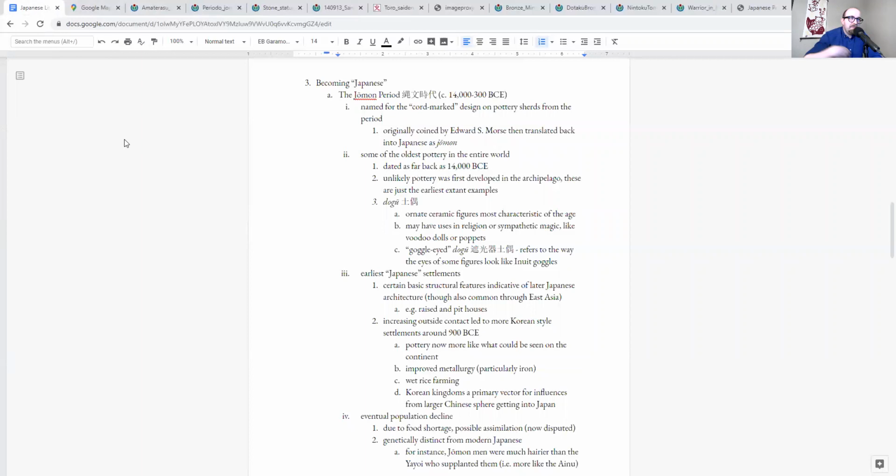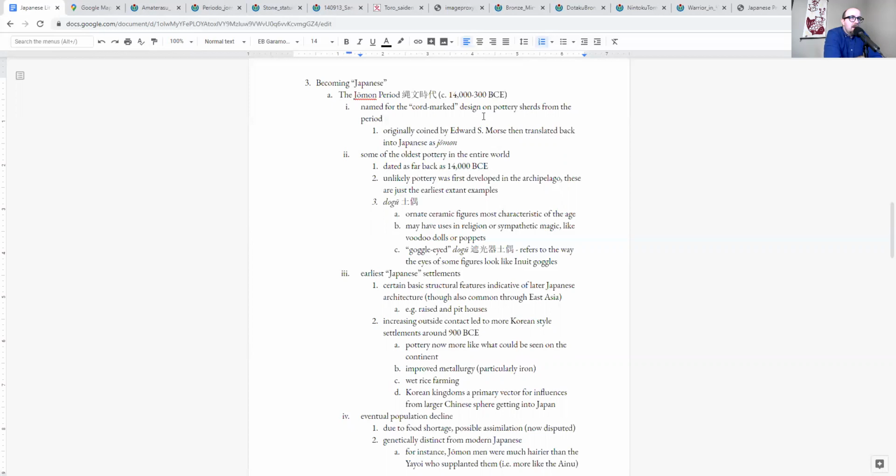Now the first of these, the largest, as you'll notice right here. The period is from roughly circa 14,000 BCE to 300 BCE. It's a long time. Let's see, what is that? Nearly 14,000 years. It's a really long time.